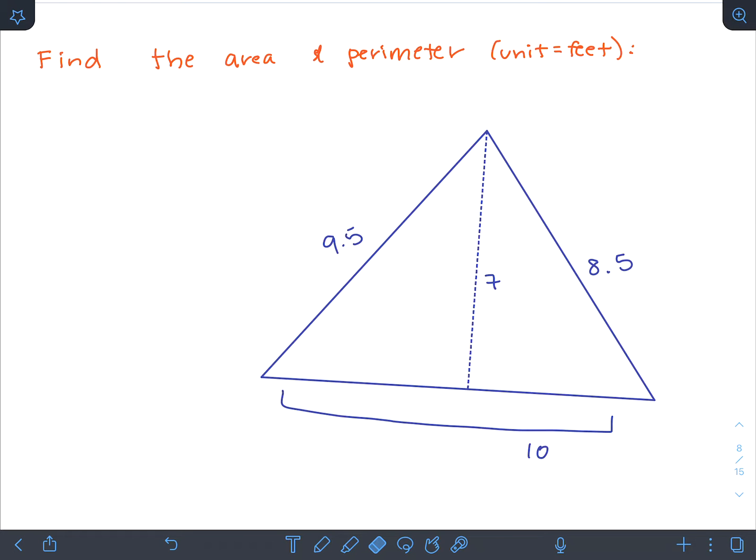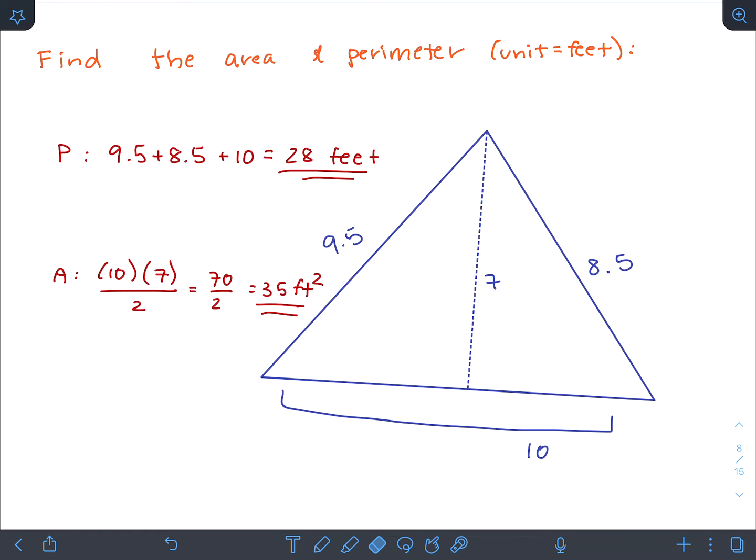Okay, so this is the lesson video for 8.4 over types of quadrilaterals and parallelograms. First, we are going to start out with your bell work question. So go ahead, pause the video, and find the area and perimeter of this figure.